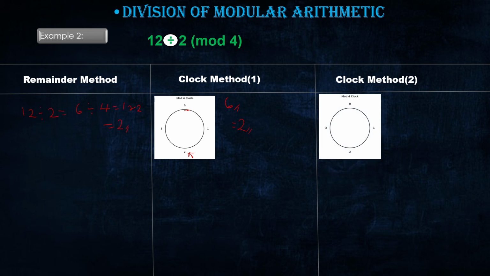Method 2, 12 is equal to 0. 2 is equal to 2. 0 divided by 2 equals 0 remainder 2. So therefore, our answer is 2.